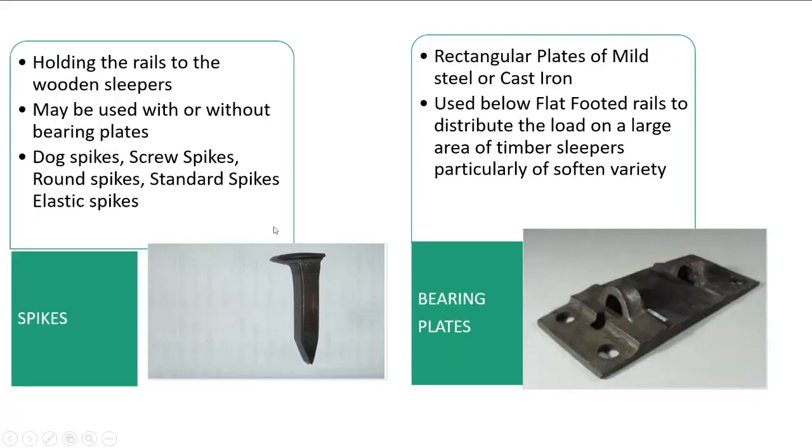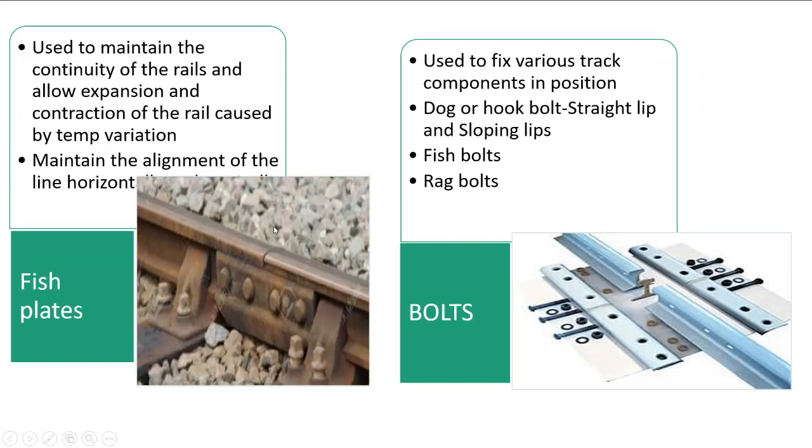It is also used to maintain the alignment of the horizontal rail. To maintain the alignment, to maintain the rail in position, fish plates are used. Now we will move towards the second fitting material, that is bolts. These bolts are used to fix the various track components in position.